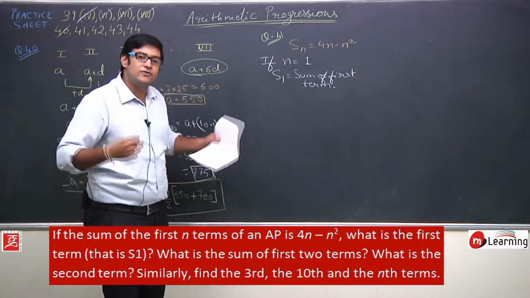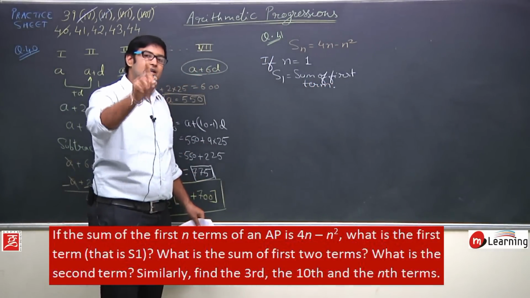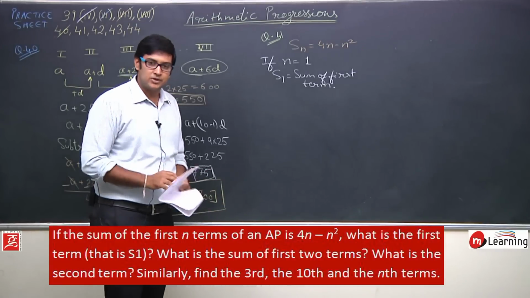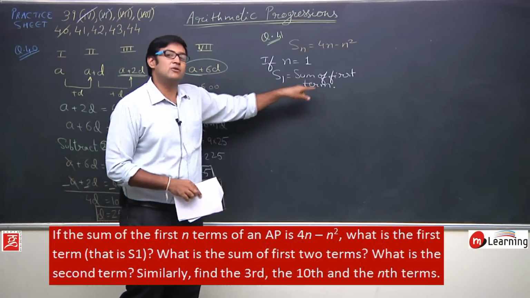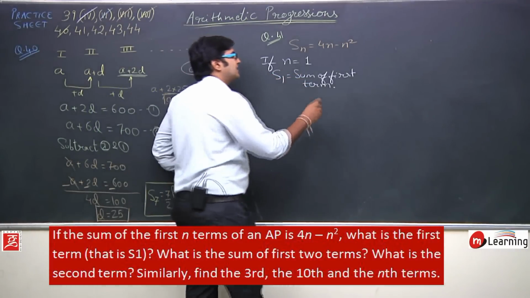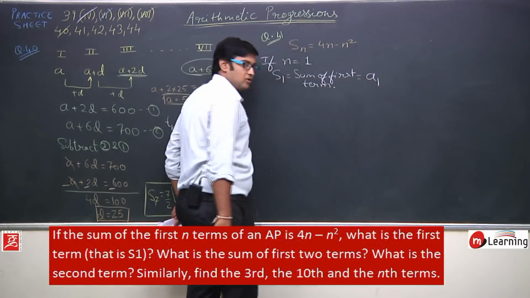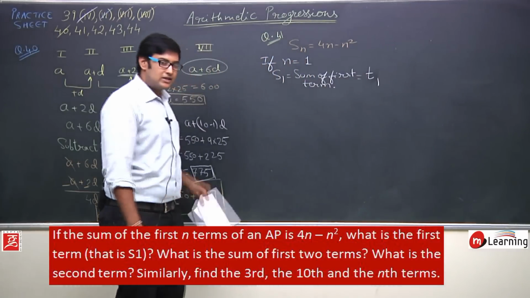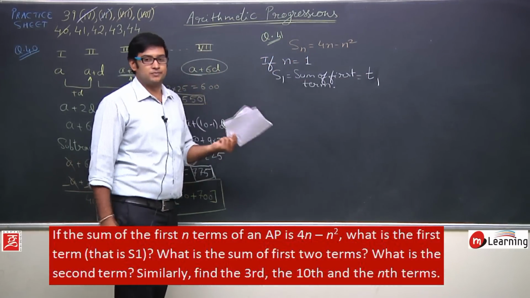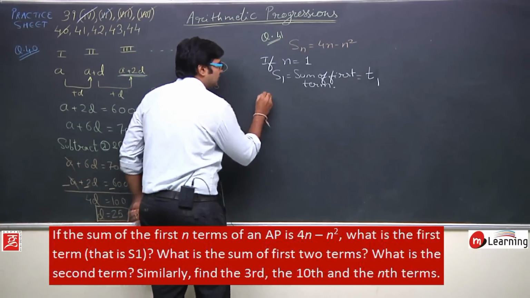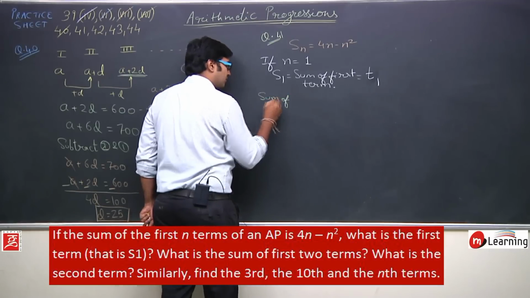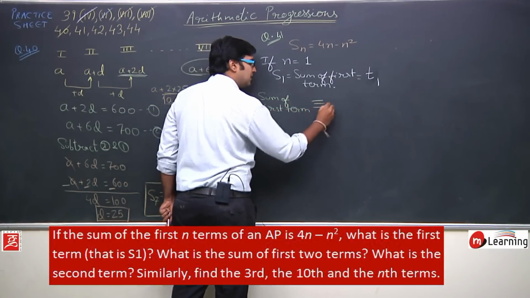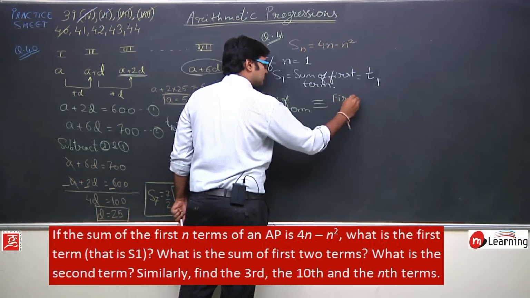Now, what is meant by sum of first term? Only first term, I am adding only first term. I am not adding any other term, I am just taking the first term. So S1, which represents sum of first term, it means S1 is representing A1 or S1 is representing T1. So sum of first term means first term. Simple. Let us write this conclusion. Sum of first term simply means first term.